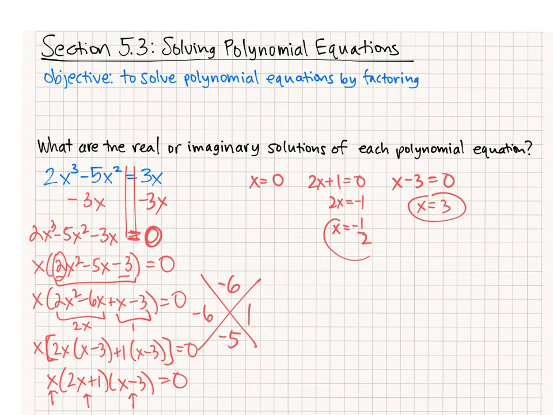So here are our 3 zeros that we solved. And they're actually all real. We don't have any imaginary ones. We'll get to that in a little bit. Yep, that's the solution using factoring.